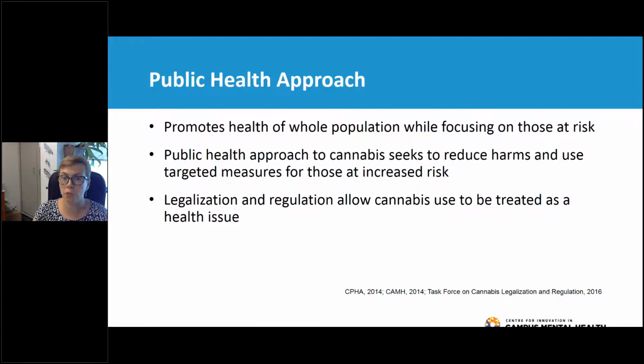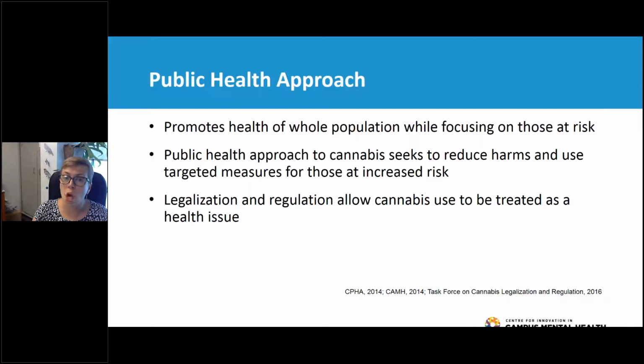A public health approach to cannabis is critical and focuses on reorienting our approach to cannabis as a health issue and not a legal one. So again, more information will be available in the resource. And just to note that there are a lot of great references and documents that are also provided if you want some more information about any of these approaches.